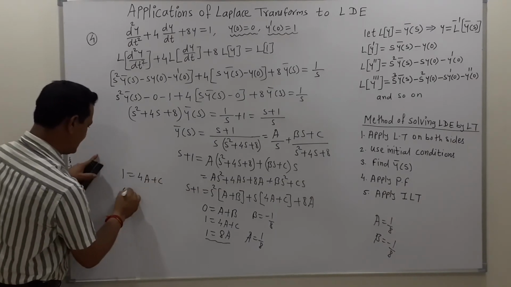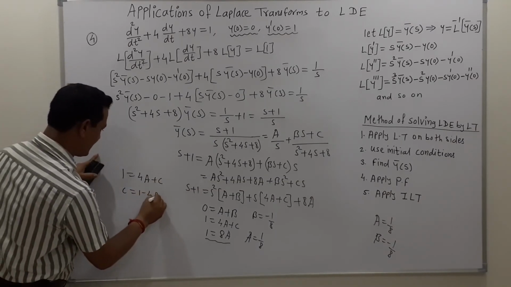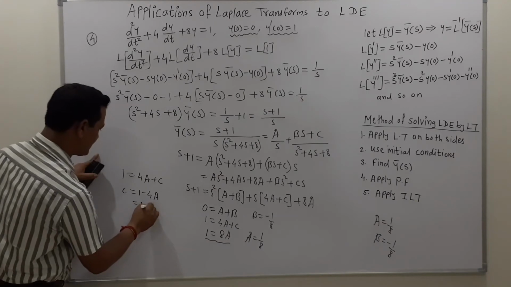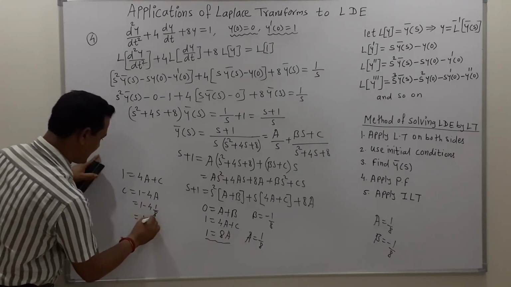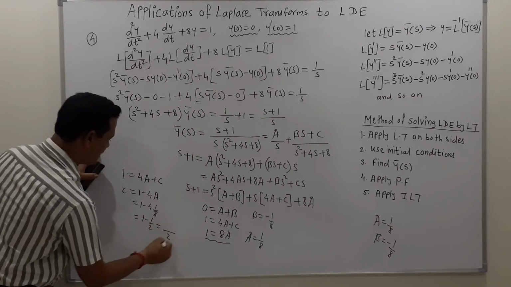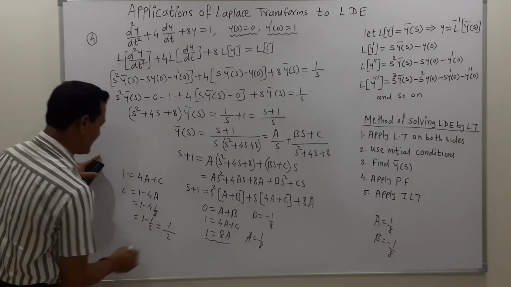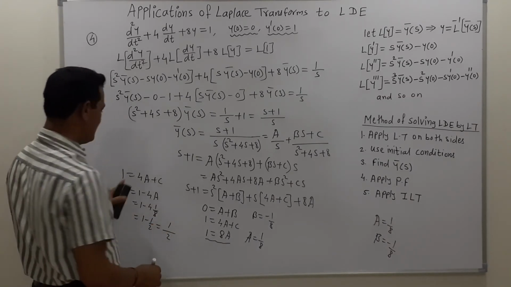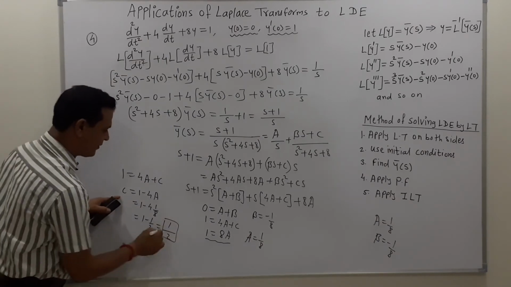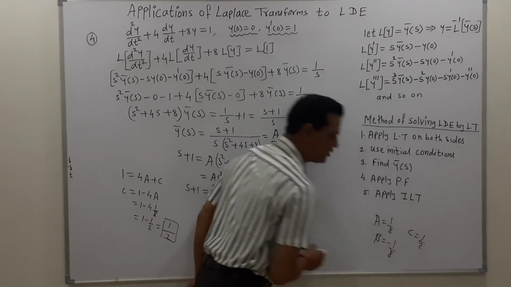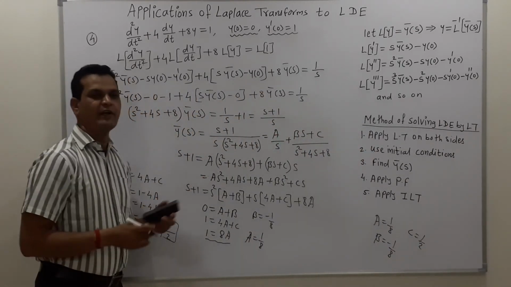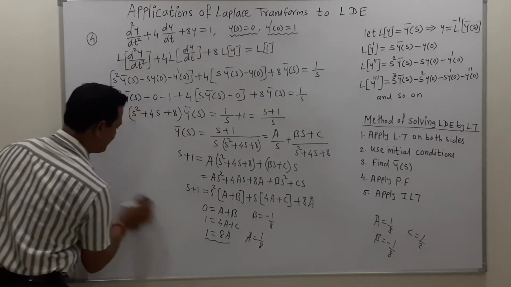So we can write this as c is equal to 1 minus 4a, which is 1 minus 4 into 1 upon 8. So we get this as 1 upon 1 minus 2. So 2 is common. So we get this as 1 upon 2. So now the value of c is 1 upon 2. So we write here c is equal to 1 upon 2. So in this way we get the value of all constant terms together.